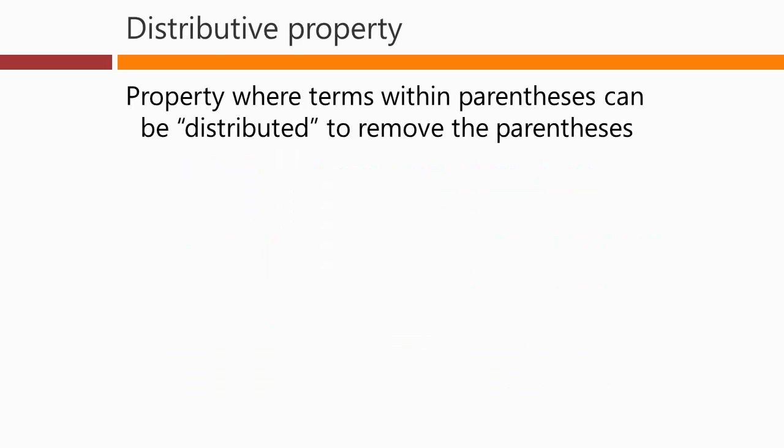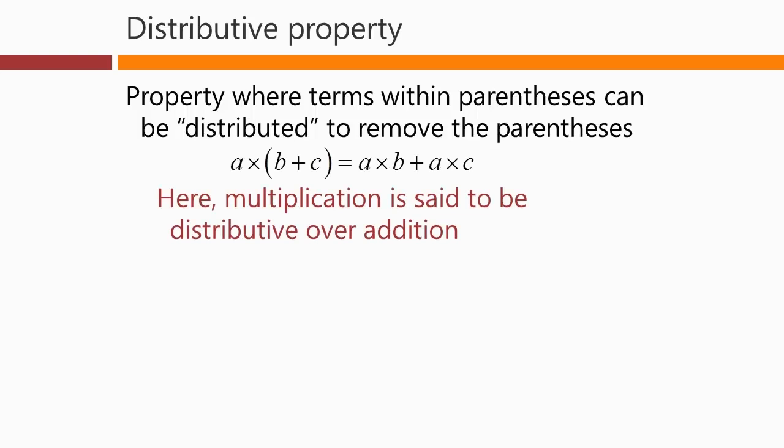The distributive property is a property where terms within parentheses or brackets can be distributed to remove the parentheses or brackets. So, for example, multiplication is said to be distributive over addition. So a times (b plus c) is the same thing as a times b plus a times c.